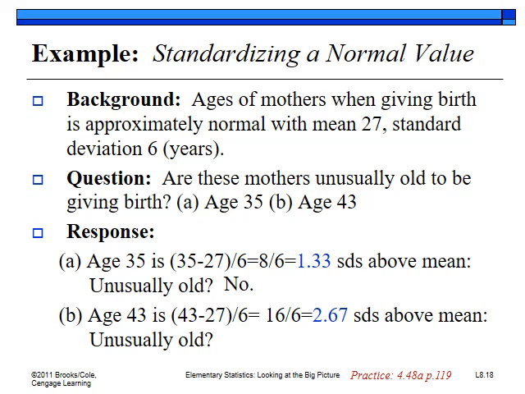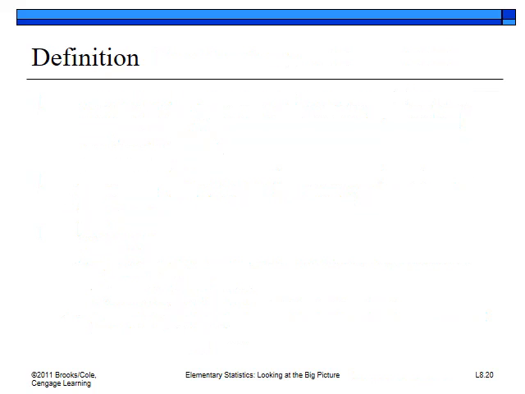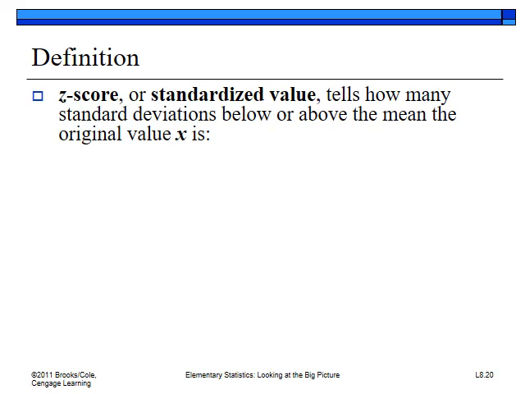Age 43, however, when we subtract the mean and divide by 6, we get 2.67. That's well above 2, so we would say that is unusually old. So let's define z-score. The z-score, or the standardized value, tells how many standard deviations below or above the mean the original x value is.